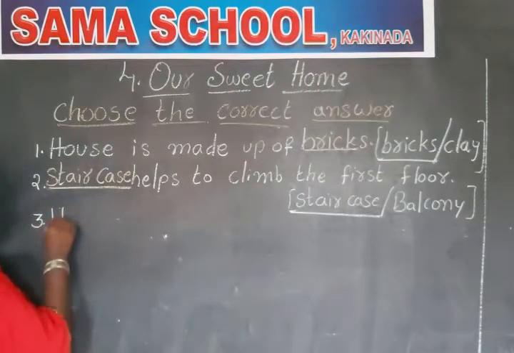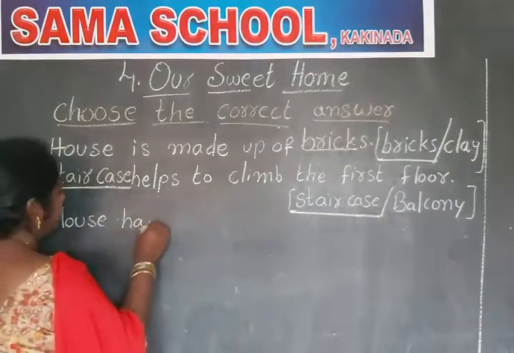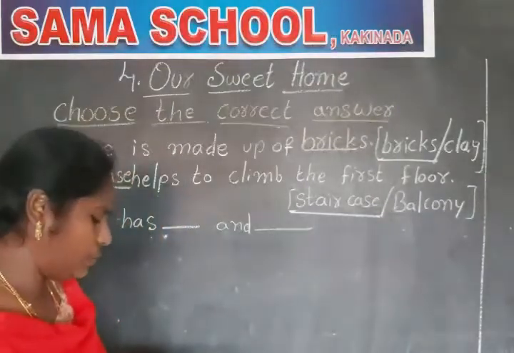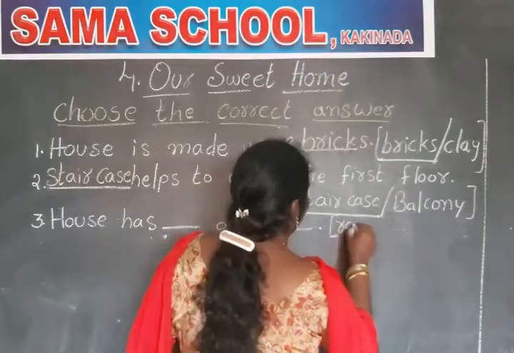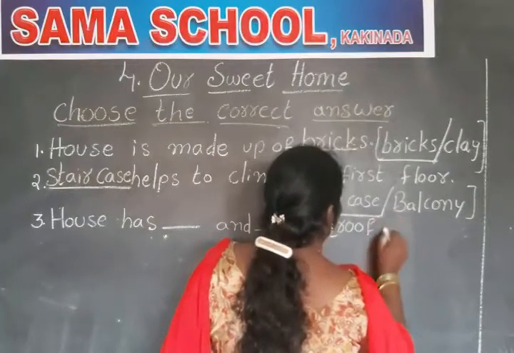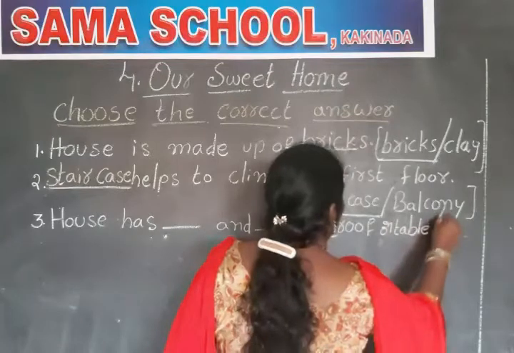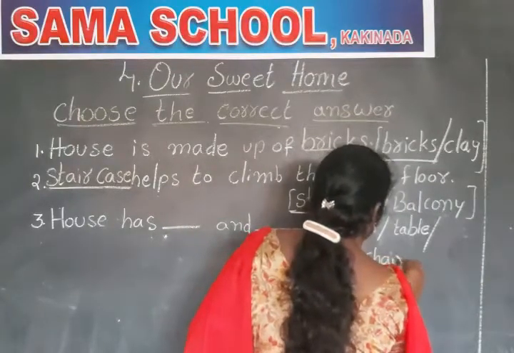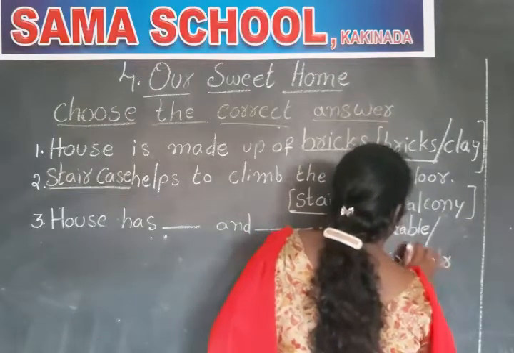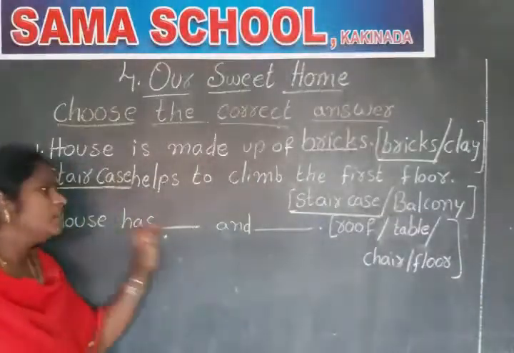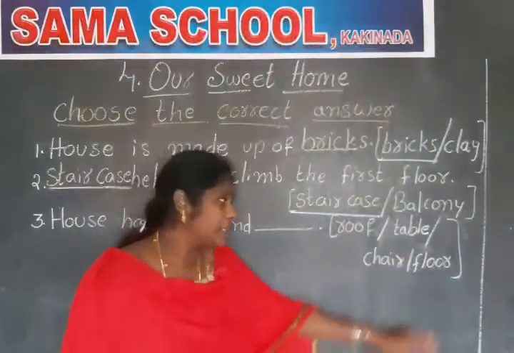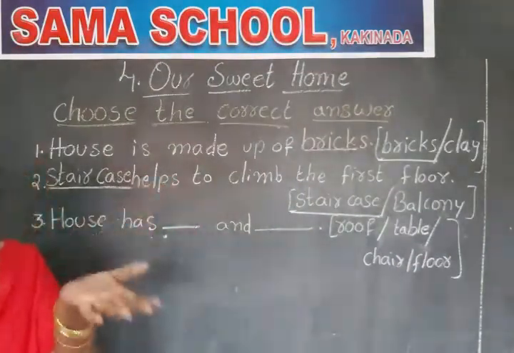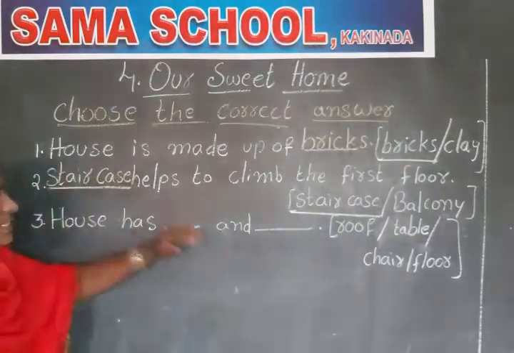Okay. House has dash and dash. See here the answer is given to you. Roof or table? Chair or floor? You can say roof, table, chair, floor, we have all in the house. But here, which is the right answer? House has dash and dash. In a house, roof, table, chair, floor, everything will be there. But see what is the relation.